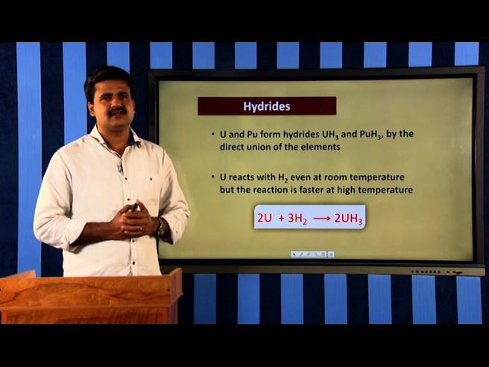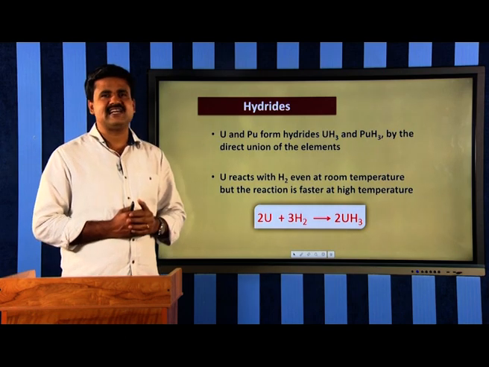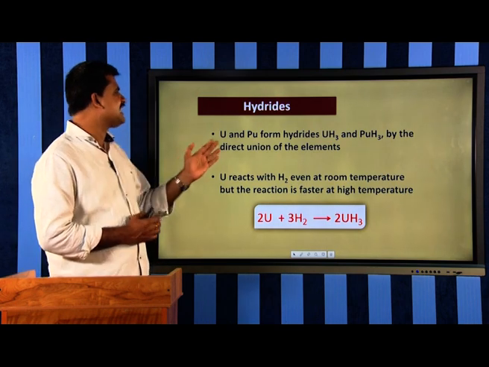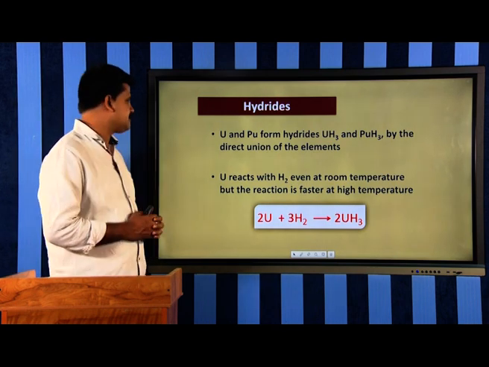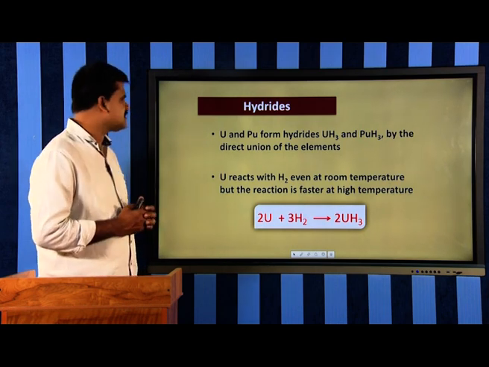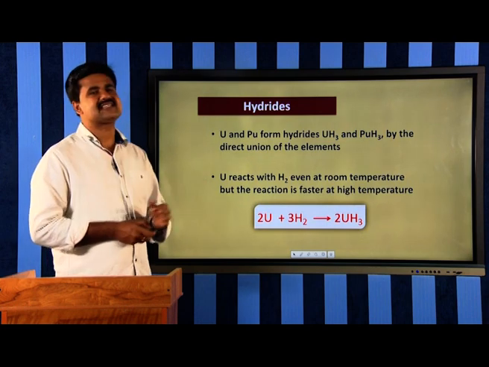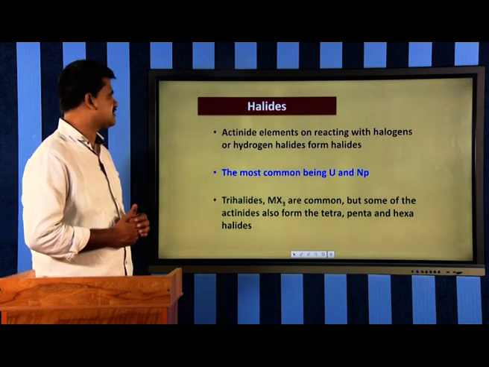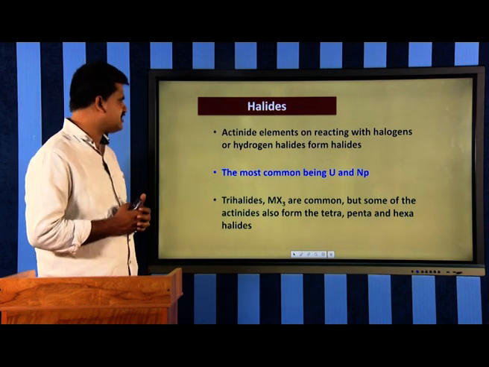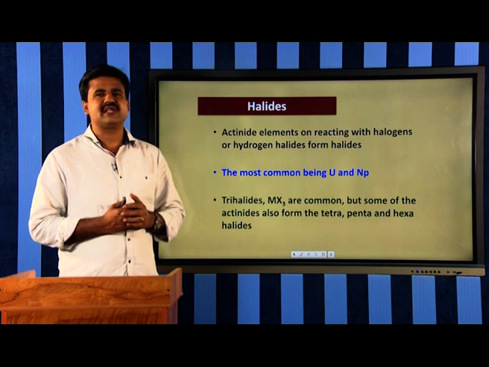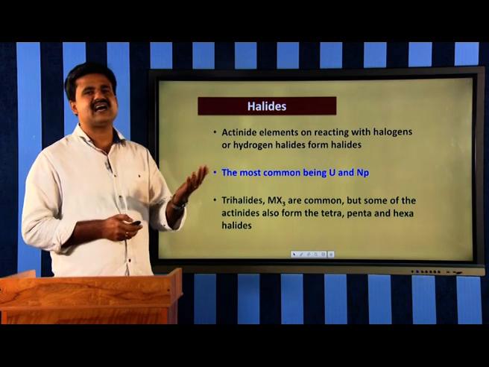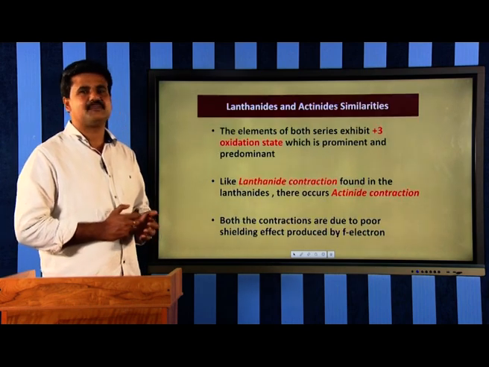Regarding hydrides, uranium and plutonium form hydrides by the direct union of the elements. Uranium reacts with hydrogen even at room temperature to produce its hydride: 2U + 3H2 gives 2UH3. Halides are formed by the direct combination of halogen with the actinides, the most common being uranium and neptunium. Trihalides MX3 are common; tetrahalides, pentahalides and higher halides are also reported.